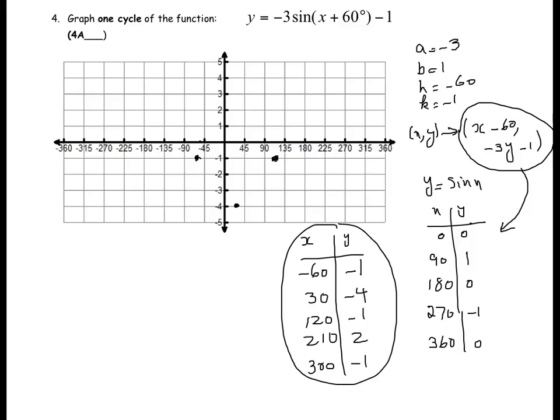For 210, which is here, I get 2. And for 300, I get -1, which is going to be here. So my graph is going to look something like this.